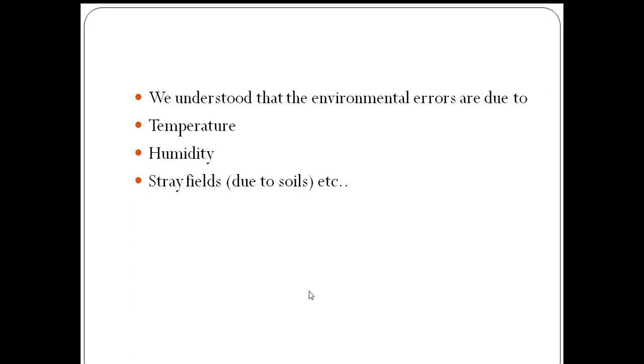So from this we understood that the environmental errors are due to temperature, humidity, and the stray fields which are due to the soil conditions or any external magnetic fields, so that will cause the environmental errors.